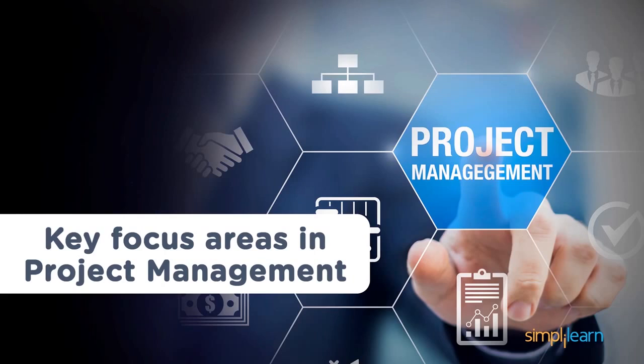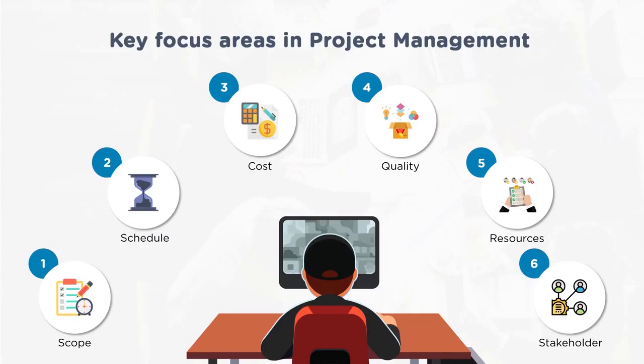Now while doing this, I mentioned there are 6 constraints: scope, schedule, cost, quality, risk and resources. Keeping these in mind, one has to ensure the project is successful in all aspects. To become successful, there are a few key areas which have to be looked at. The 6 key areas are scope, schedule, cost, quality, resources and stakeholders.